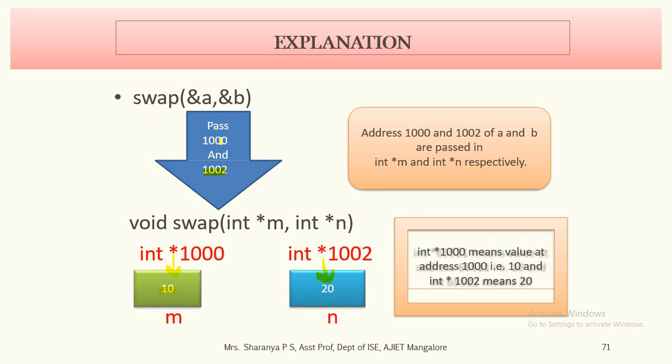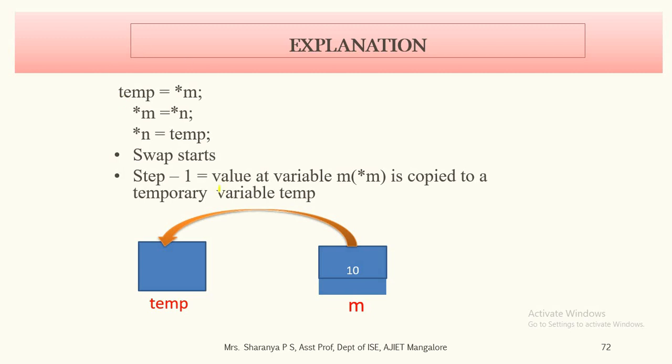So here it contains addresses. Now when we refer to integer star m, integer star 1000 and integer star 1002, it is nothing but the value stored in those locations. In simple terms, star m and star n are nothing but 10 and 20 itself. But they contain the same memory locations, that is 1000 and 1002, as were present with A and B. Now, after this, the set of code used for swapping two numbers is going to be executed.